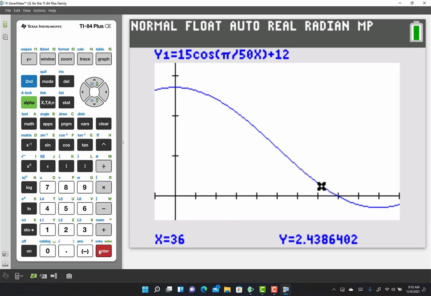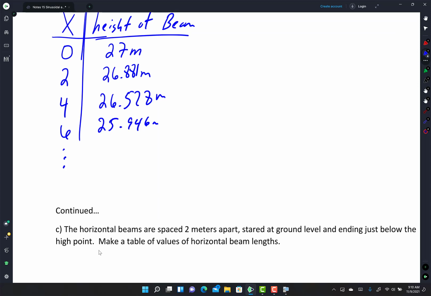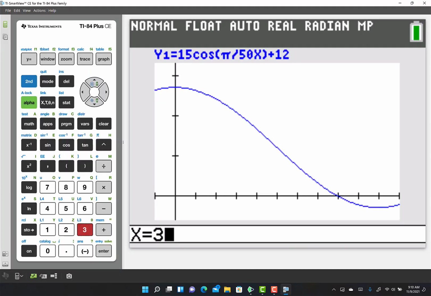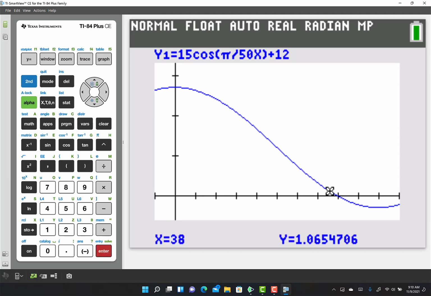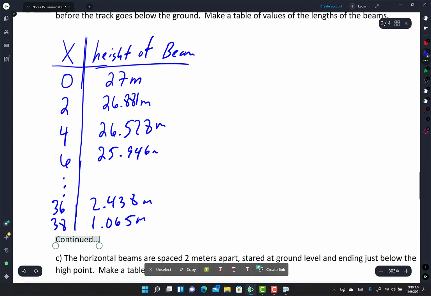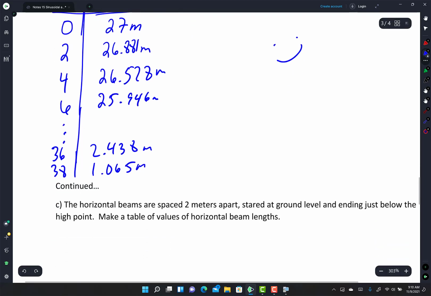So 36, 2.438, and 38, 1.065. These are all in meters. Do we understand what we're doing, guys? Okay. Happy face. All right, let's go to the next one.